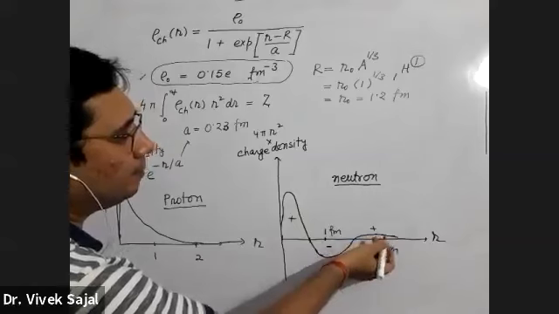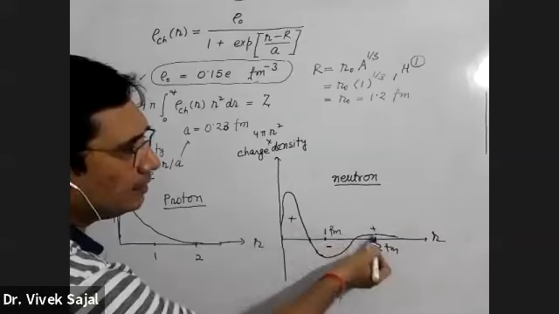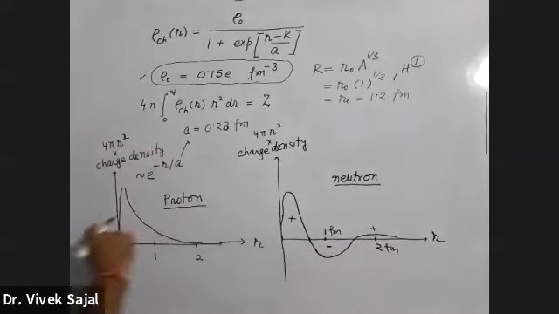But the summation of this positive and this positive charge is exactly equal to this negative charge. So overall, the neutron is a neutral particle, but it consists of both types of charge, positive as well as negative, and the sum of positive charge is equal to the total negative charge. So these are the internal structures of protons and neutrons.